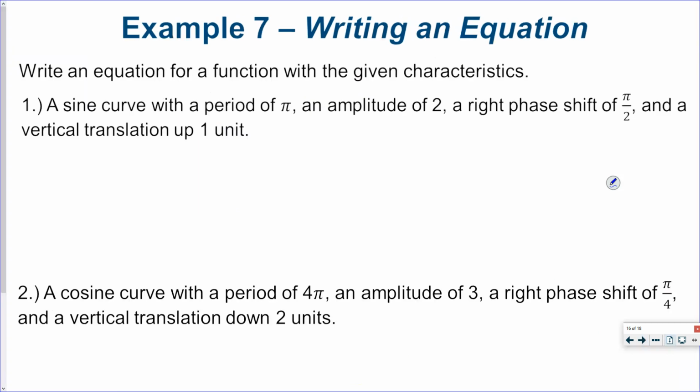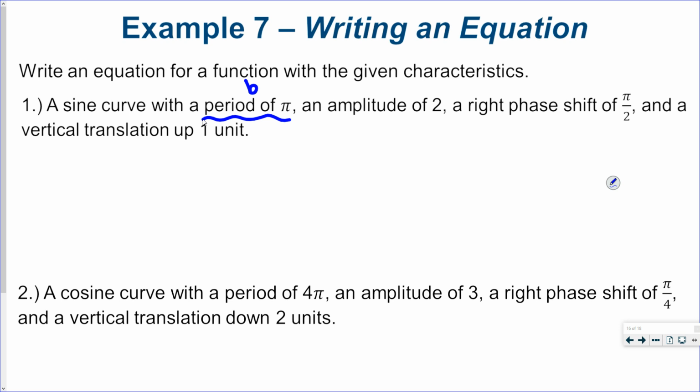Okay, this time there's no picture. They're just telling you what's going on. They say you have a sine curve, and it has a period of pi. So that's going to affect my B. We don't know if there's a shift until I read on here. That's going to affect my B.